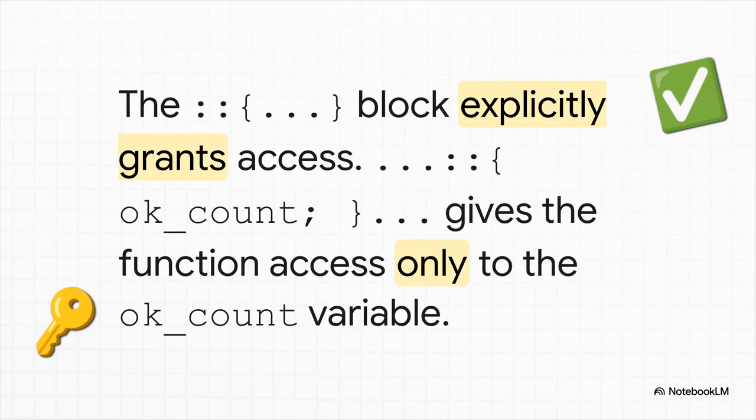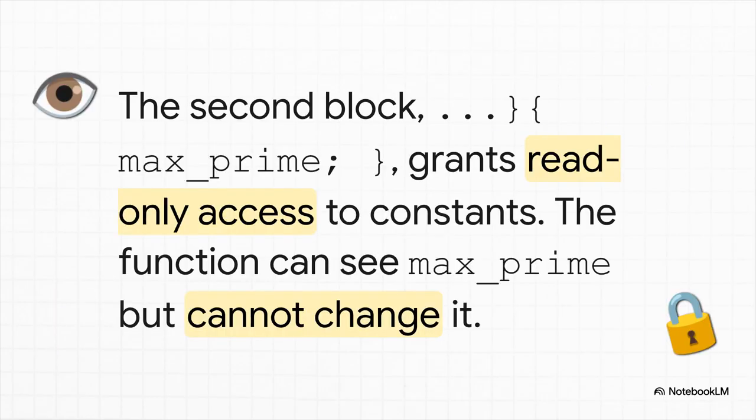This is the magic. Do you see that OCount block? That is called a capture block. It acts like an access badge. With that little piece of syntax, we are explicitly handing the isPrime function a key to exactly one thing, our mutable OCount variable. Now it can read and write to OCount, and that is the only piece of our application state it can touch. And the control gets even more granular. This second block, the one with maxPrime, is for granting read-only access to constants. So this means the function can see the value of maxPrime, but the language guarantees it is physically incapable of ever changing it. That is surgical precision.